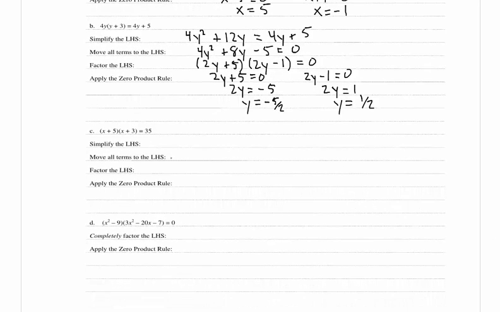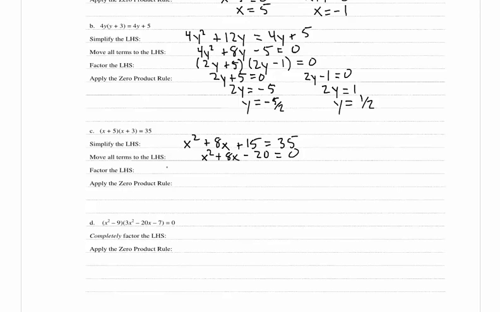In C, we have x plus 5 times x plus 3 is equal to 35. And the first thing they want us to do is simplify the left-hand side. And we're going to do that by FOILing out our two binomials. So we have x squared plus 8x plus 15 is equal to 35. And now we're going to subtract 35 from both sides. So we have x squared plus 8x minus 20 is equal to 0.